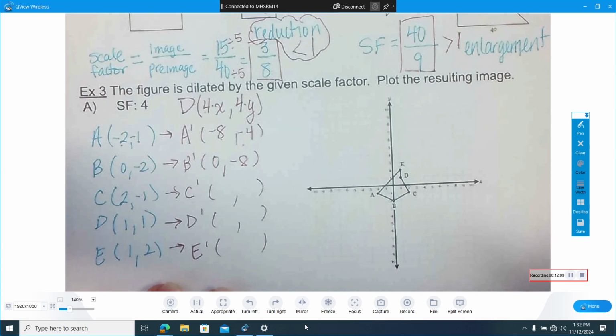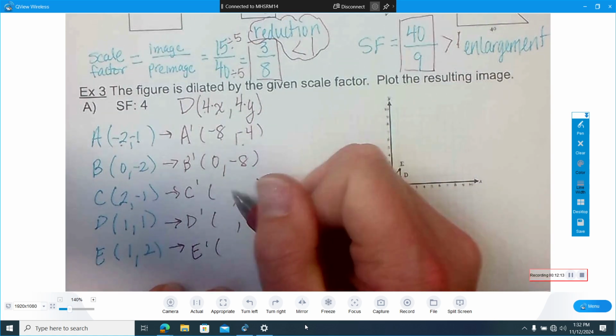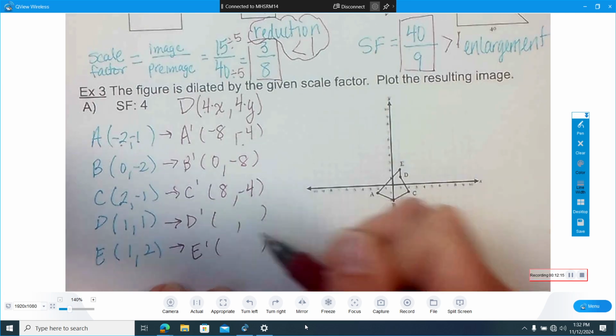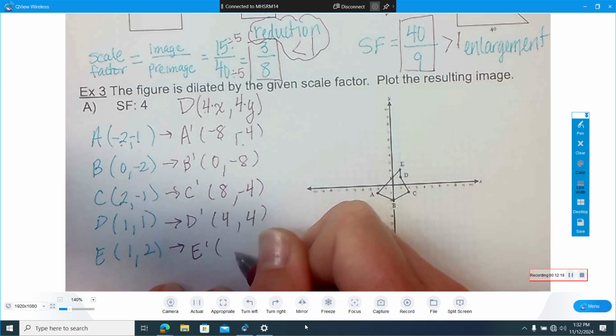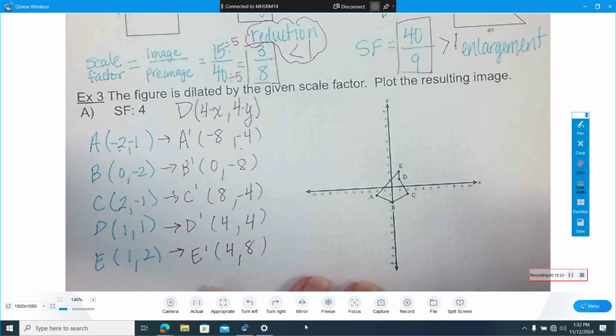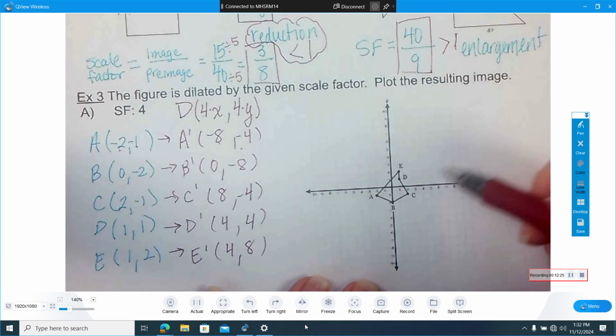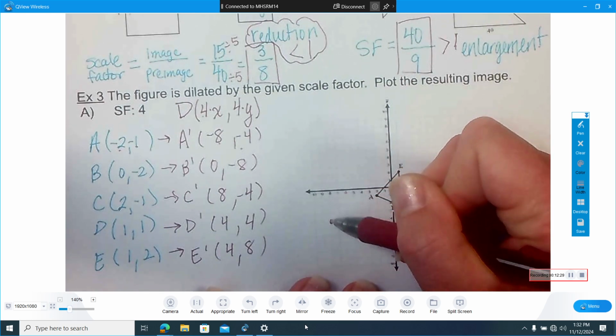That's a lot. All right. What is C prime? 8, -4. D prime? 4, 4. E prime? 4, 8. Good. All right. Okay, so then I'm going to go ahead and plot my points. -8, -4.